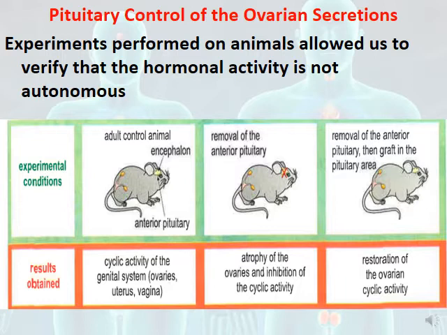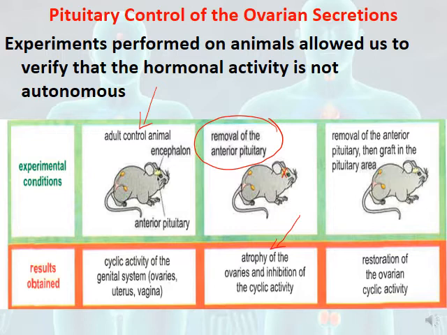This first one is the control experiment. It is used to compare and explain the different experimental results. In the second experiment, we remove the anterior pituitary gland. What happens? We have atrophy of the ovaries and inhibition of the cyclic activity. So this means that it has a role in the development of the ovaries and the cyclic activities.